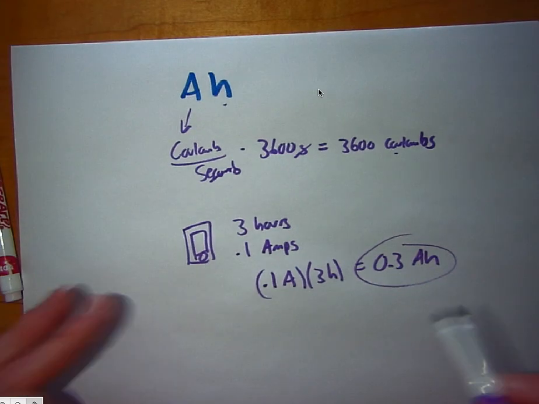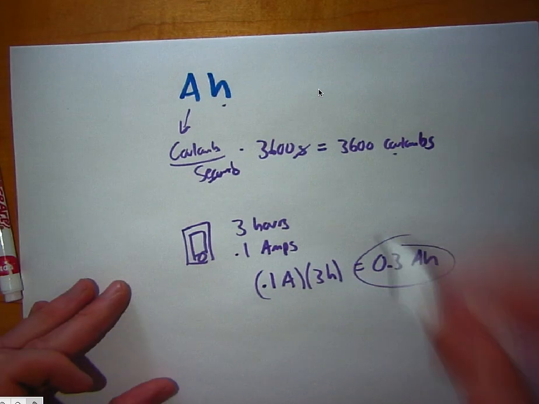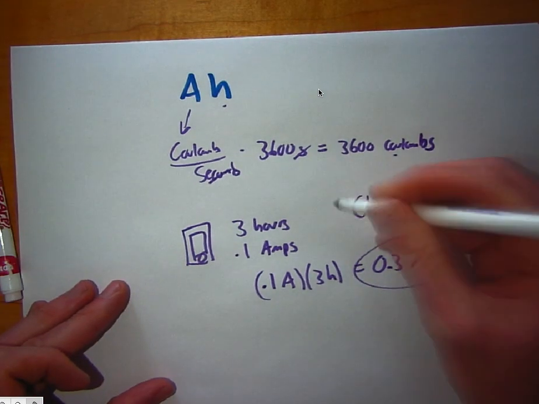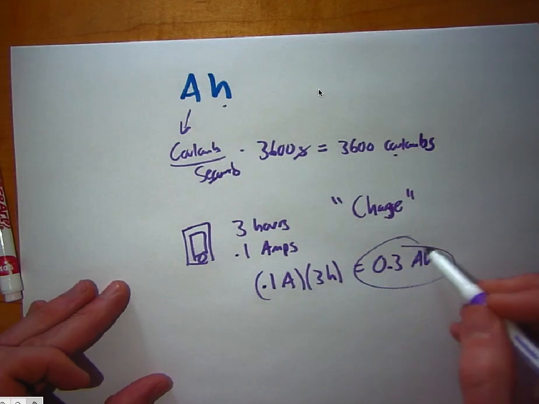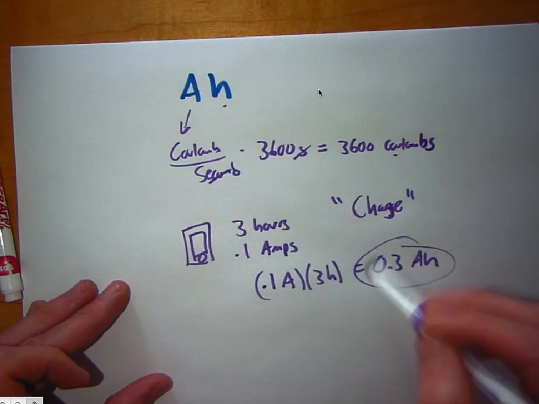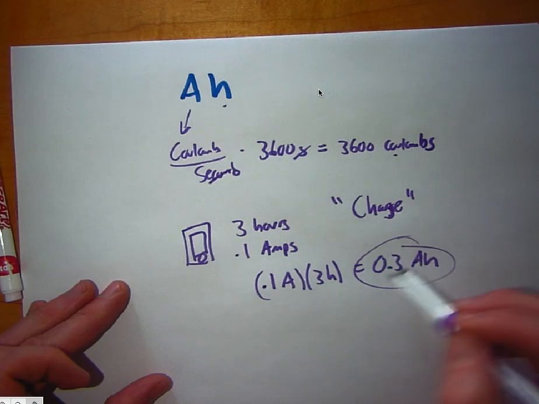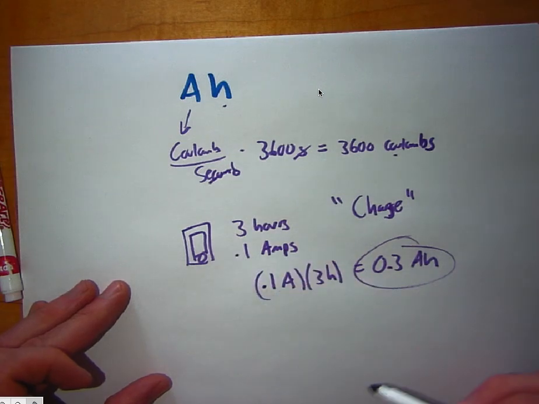Now I know we use the word charge, like when you charge your phone, and that's a little bit different than what I'm talking about here. This is the amount of charge, say the number of electrons or the number of protons, that moved through your phone when it was working.